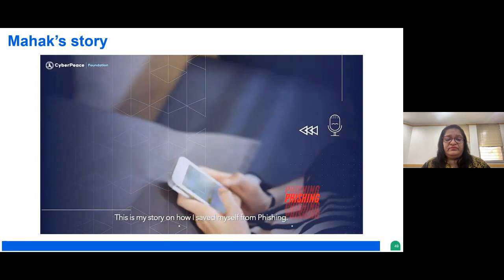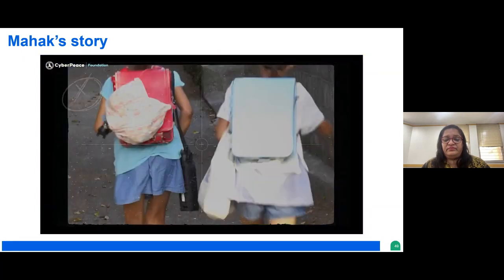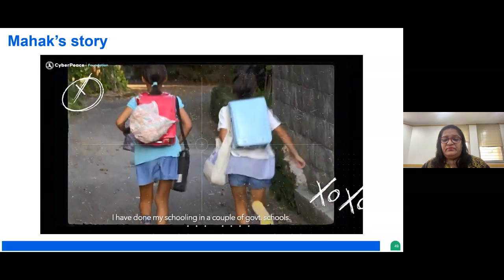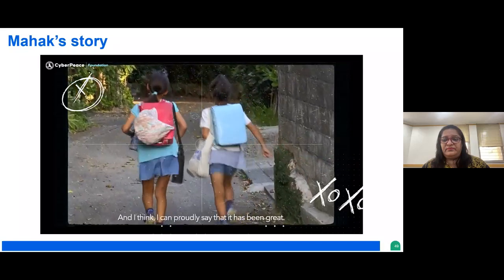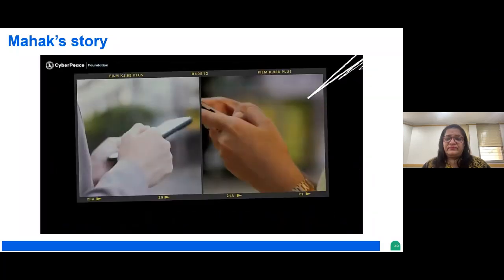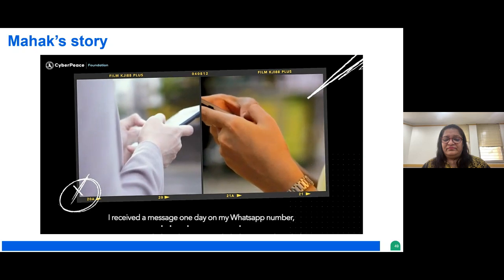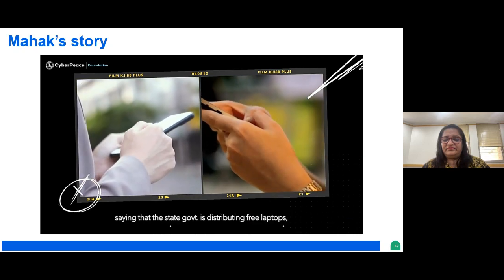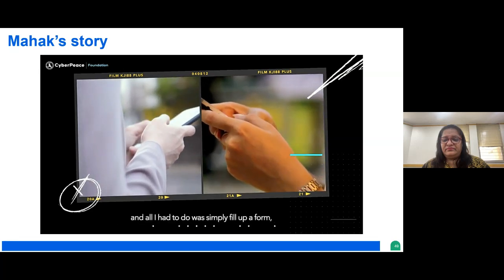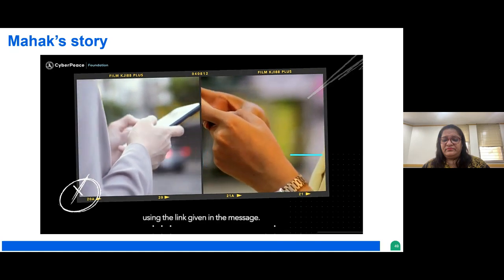This is my story on how I saved myself from phishing. I am a first year graduation student. I have done my schooling in a couple of government schools, and I think I can proudly say that it has been great. Coming back to what happened, I received a message one day on my WhatsApp number saying that the state government is distributing free laptops, and all I had to do was simply fill up a form using the link given in the message.